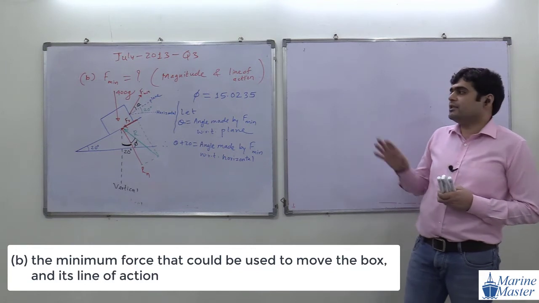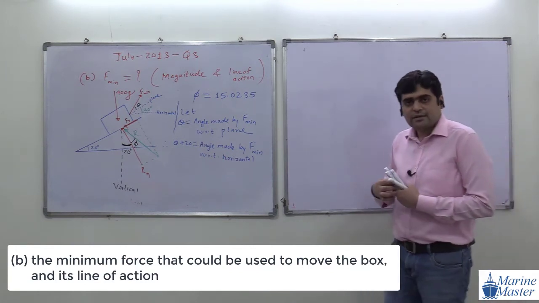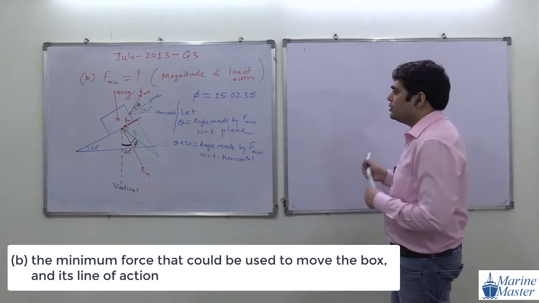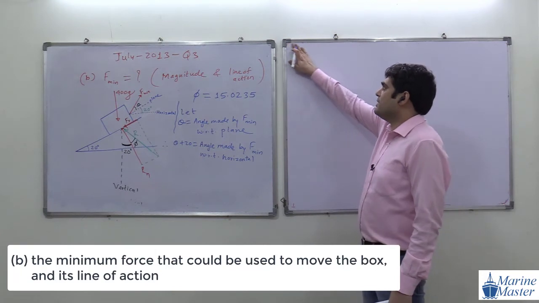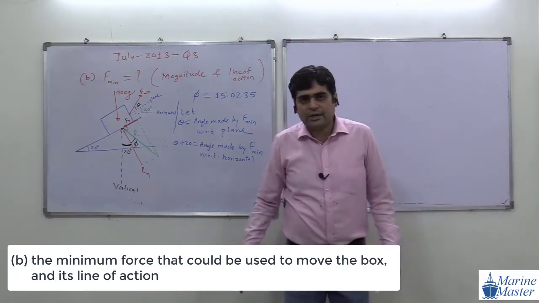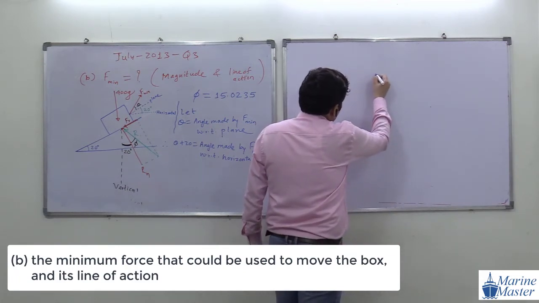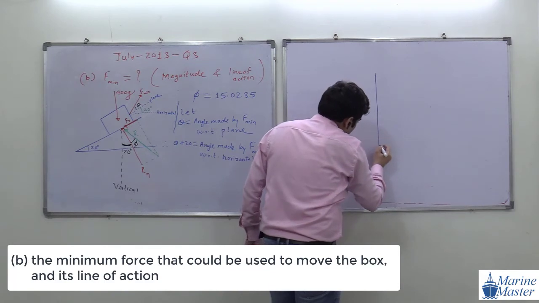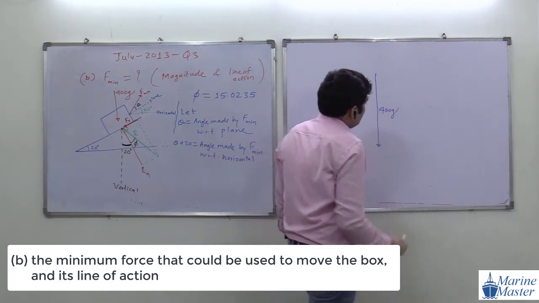So how to start with minimum force? Guys, what are we going to do? First of all, we are going to draw our reference line. What will be our reference line? Its weight. How to draw the weight? Weight is vertically downward, as usual. 400 g.